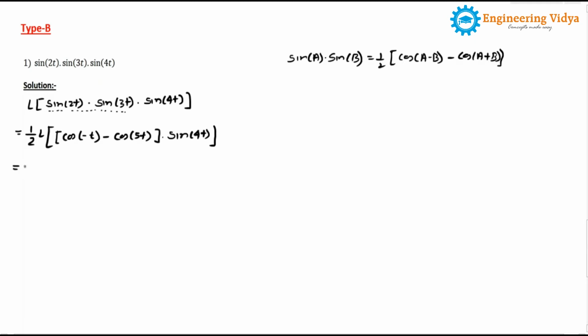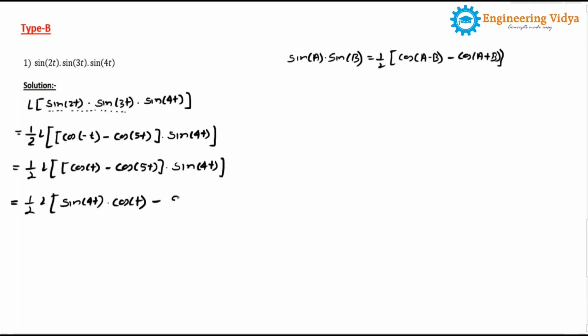Now 1 by 2, and cos of minus theta is cos theta only. So here we'll write cos of t minus cos of 5t, into sin of 4t, right? Now we'll open the bracket, and after opening the bracket, sin of 4t will be multiplied with cos of t, so we'll get sin 4t multiplied by cos of t. Now sin of 4t will again be multiplied with cos of 5t, right?